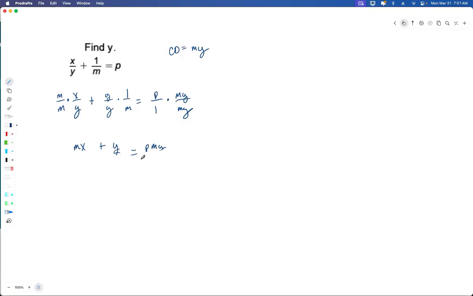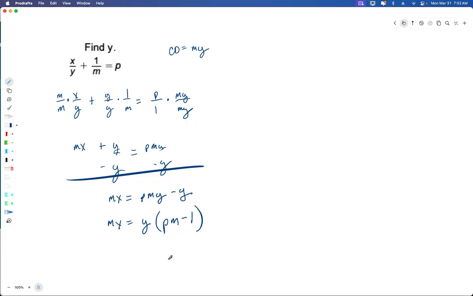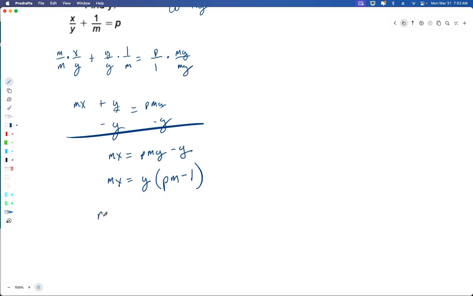Because I want my y's together on the same side, I'm going to subtract this y from both sides. So it gives me mx is equal to pmy minus y. So if I factor out the y, I have mx is equal to y times (pm minus 1). So I'm going to divide both sides by this factor, and I get mx divided by (pm minus 1) is the value of y.